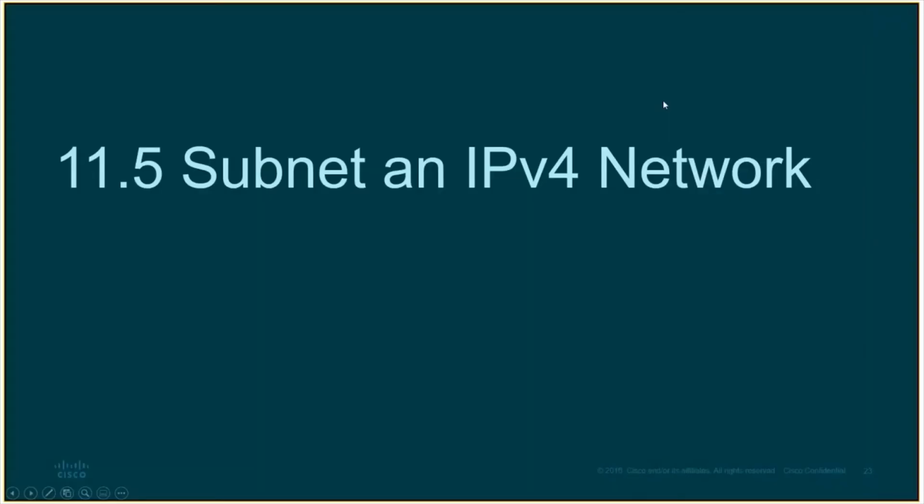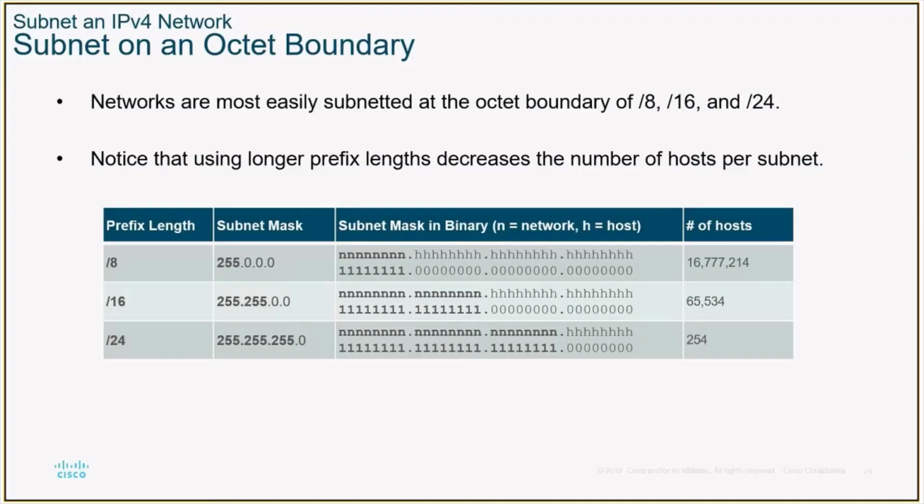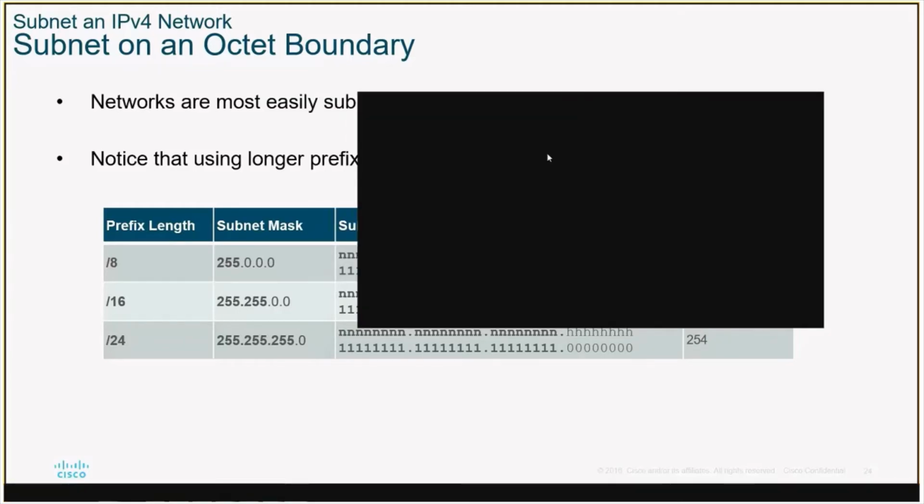So how do we subnet an IPv4 network? This is the tough bit. Now, networks are most easily subnetted at the octet boundary, so /8, /16 and /24. Note that using longer prefix lengths decreases the number of hosts per subnet. So let me bring up the command prompt. Here we go. I'll do ipconfig. Now, these are the details for my computer on this network.